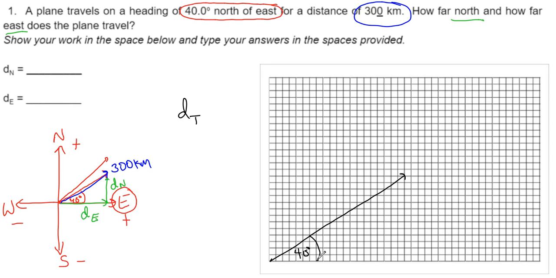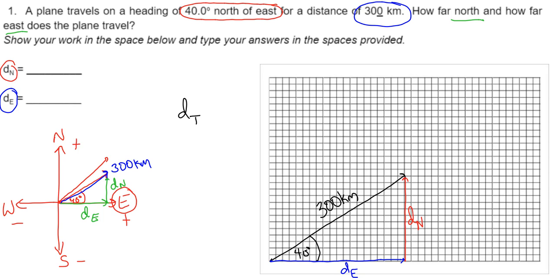So let's go ahead and color code this. We'll say dn is going to be my red vector here, and blue will be my east vector on the graph. So I've got de for my distance east, and dn for my distance north. My total distance was 300 kilometers.